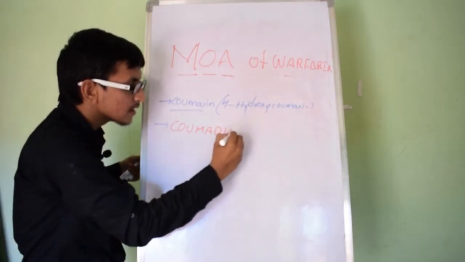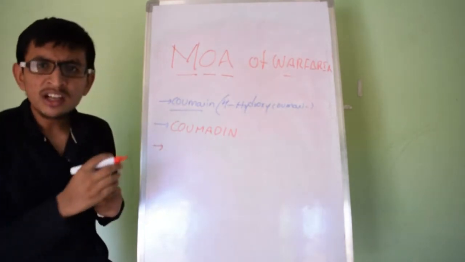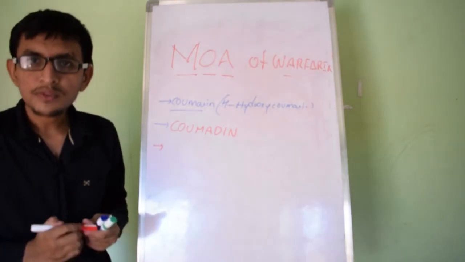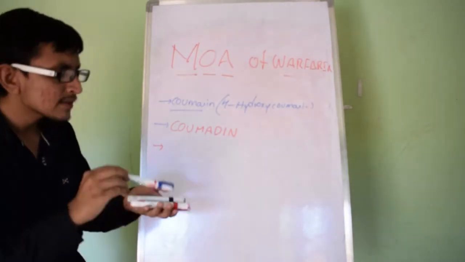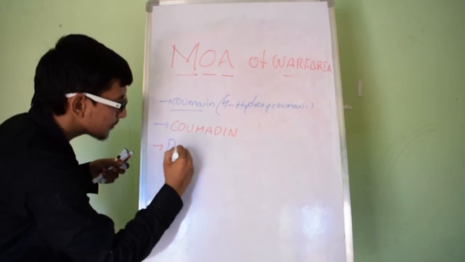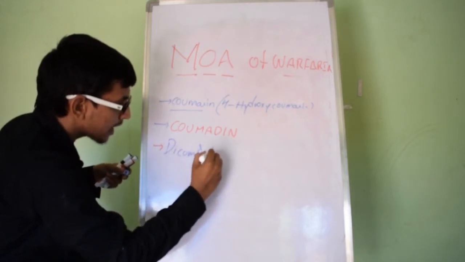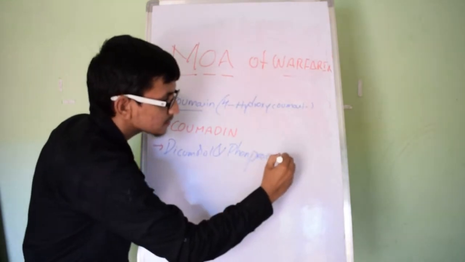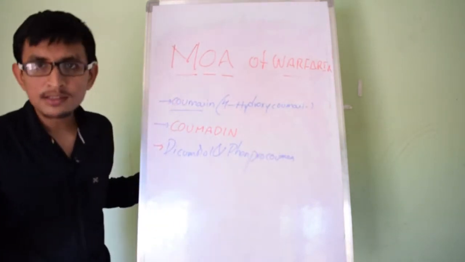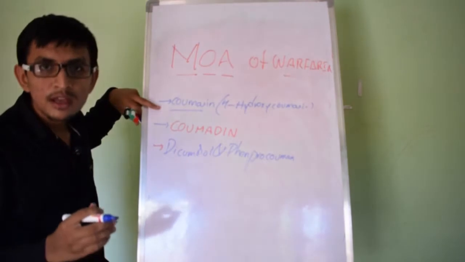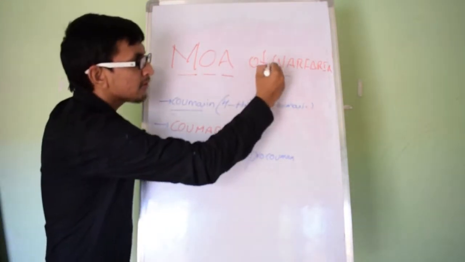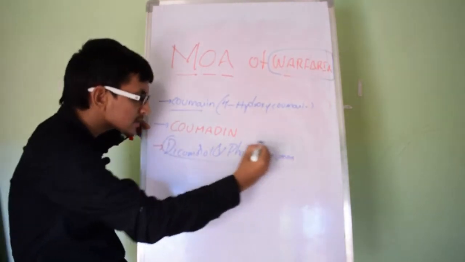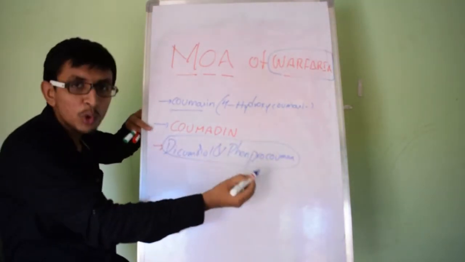Do you think warfarin is the only drug which is a derivative of coumarin? No. We also have two other drugs called dicumarol and fenprocoumon. So if anybody asks you what the derivatives of coumarin are, first of all you must say that warfarin is a derivative of coumarin, and along with warfarin we also have dicumarol and fenprocoumon.